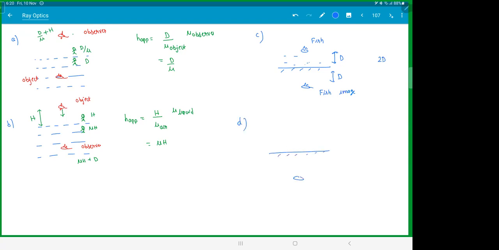So same logic. This is the fish image at a depth D. So this bird will think there is a fish at a depth of 3D. So if you ask this person, he will say, where is the fish image? D. If you ask this person, where will he say? He will say 3D. If you ask this person just outside the liquid, he will say 3D by mu. And the bird will say 3D by mu plus h.